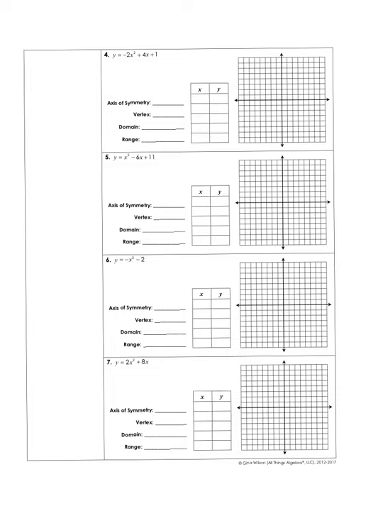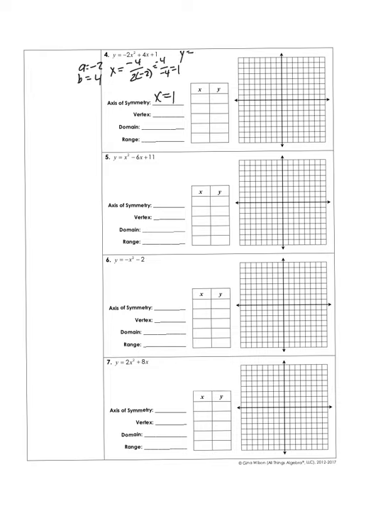All right, number 4, a equals negative 2 and b equals 4. Find the axis of symmetry. It's x equals negative b divided by 2a. So that's going to be negative 4 divided by 2 times negative 2. Negative 4 divided by negative 4 is 1. So the axis of symmetry is x equals 1.